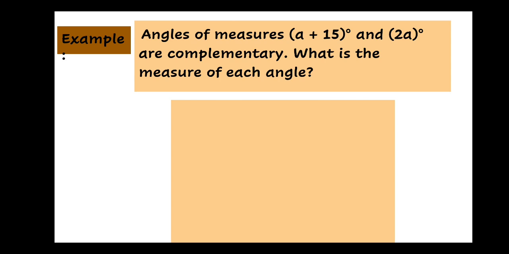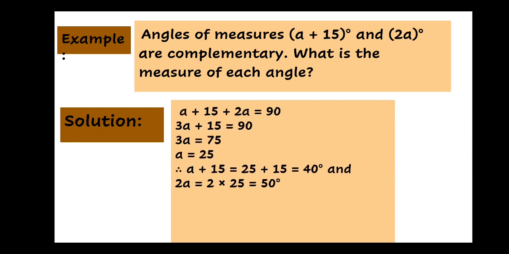Next example. Angles of measure a plus 15 degree and 2a degree are complementary. What is the measure of each angle? That means here angles are given as a plus 15 degree and 2a. So we need to find the exact degree of these angles.